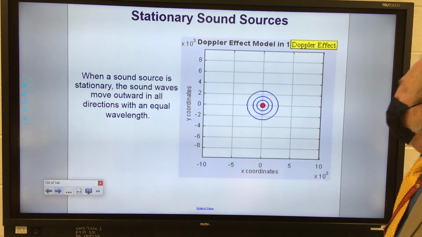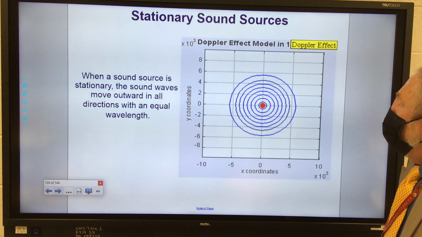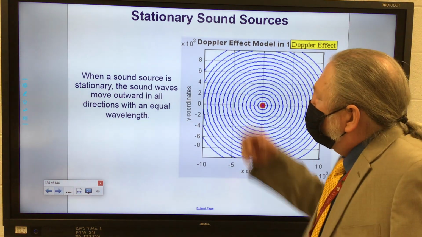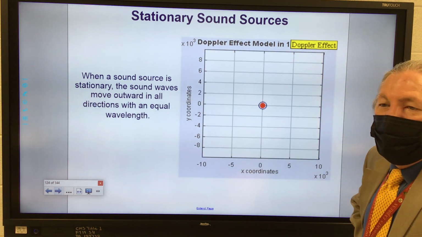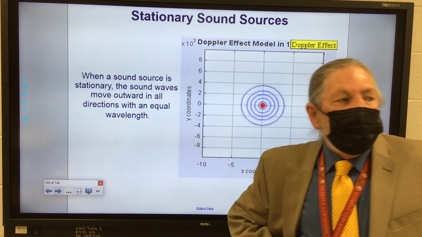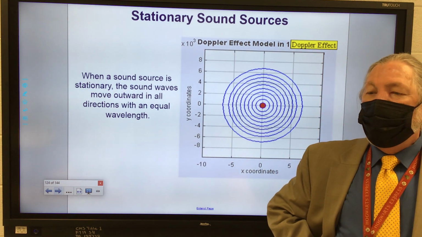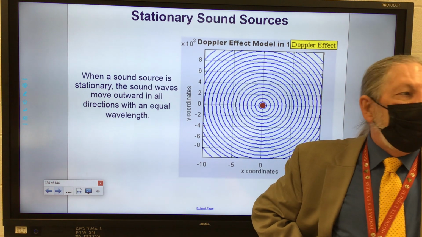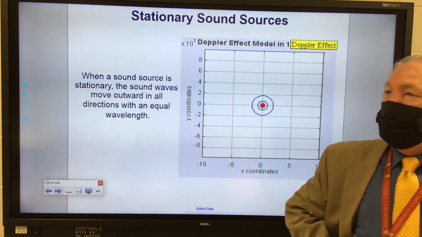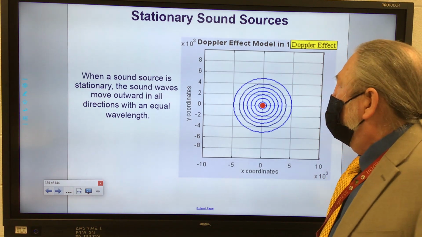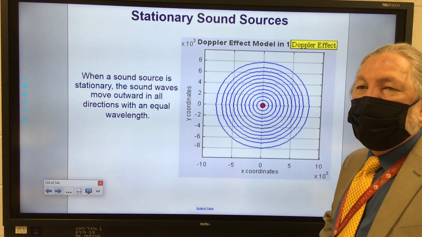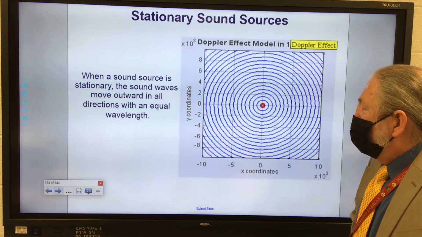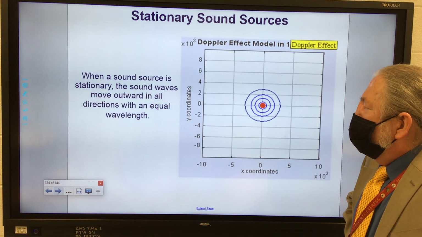So let's look right here. Stationary sound sources. When a sound source is stationary, what's stationary mean? What's stationary mean, Terry? Do you know? Who knows what's stationary? It's staying still. Stationary means staying still. You're exactly right. What were you going to say there, Jaleel? The bass. Right. Okay, so when a sound source is stationary, the sound waves move outward.